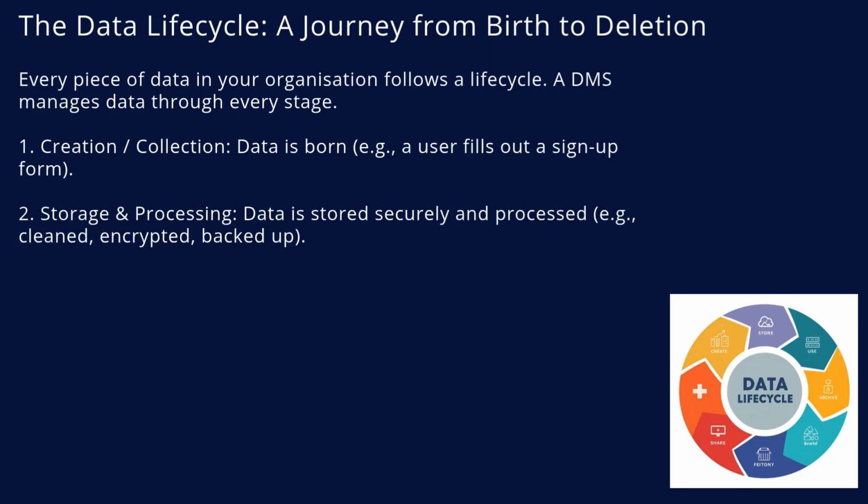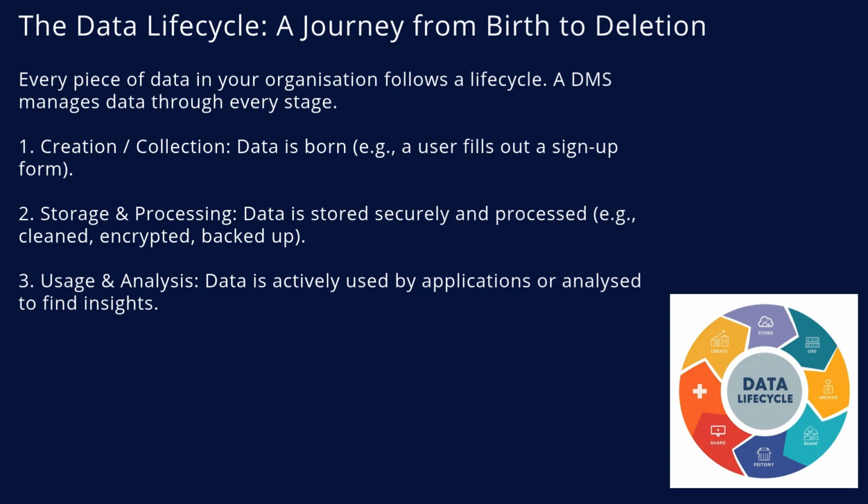Next is storage and processing. The data is saved into a database, where it is protected. Processes like data cleaning, validation, encryption, and regular backups happen at this stage to ensure its integrity and security. Then comes usage and analysis. This is the active life of the data. It's being used by an application to serve a customer, or it's being queried by a data analyst to produce a report that will inform a business decision.